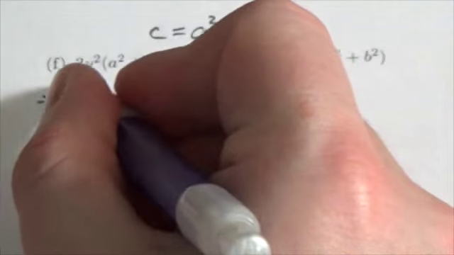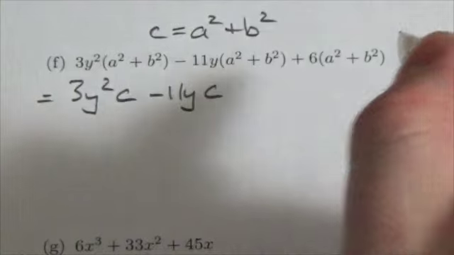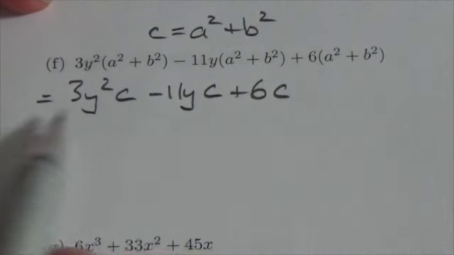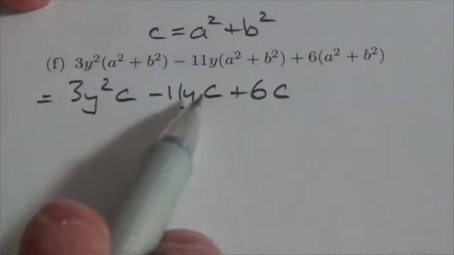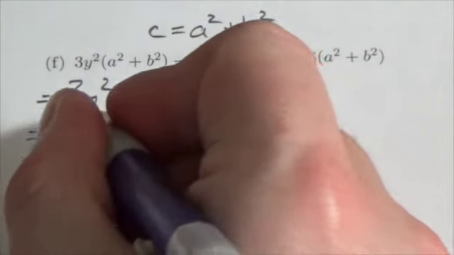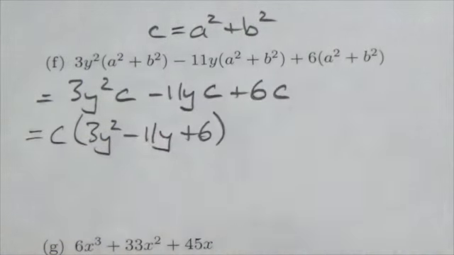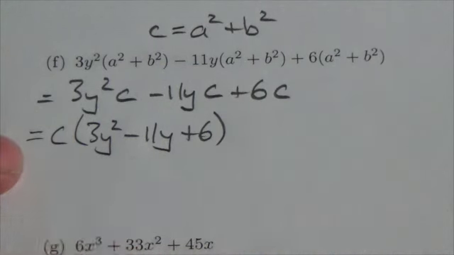So this whole thing then becomes 3y squared c minus 11y c plus 6c. Well, that's a lot easier to look at. And when I look at this trinomial now, I can see quite clearly that variable c is common to all 3 terms. So I can pull that out. And that leaves me with 3y squared minus 11y plus 6. Okay? Now I can approach my trinomial the way I've been approaching all the other ones.